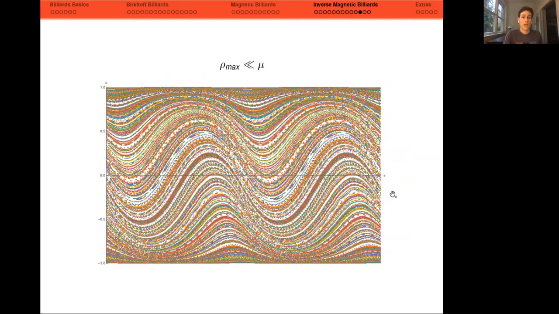In the case when mu is larger than the maximum radius of curvature, we can see that these invariant curves are starting to fill up more of phase space, and the measure that is chaotic is decreasing from where it was before. And when mu is much, much larger than the maximum radius of curvature, then again, the amount that is chaotic is significantly dampened down, and we have more and more invariant curves.